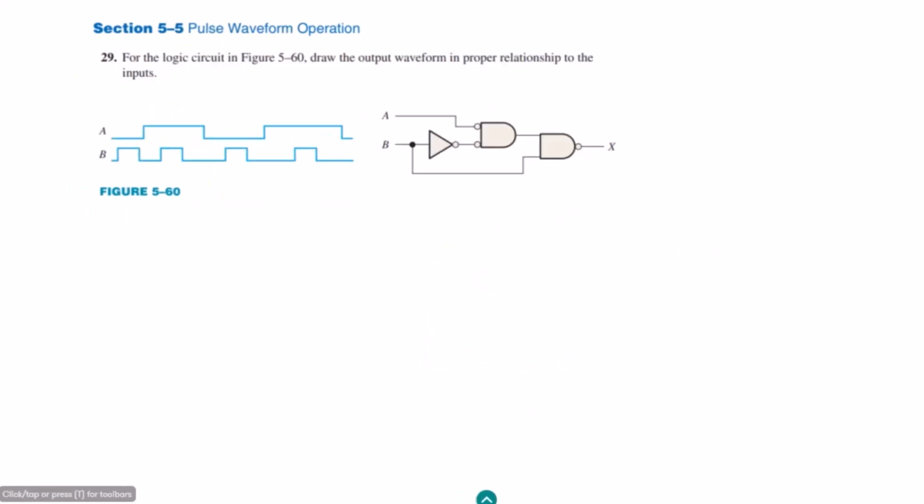Welcome back guys, I hope you are fine. So this is section 5.5, the pulse waveform operations in our digital logic circuits, and this is question 29 which we have to solve. For the logic circuit in figure 5.60, draw the output waveform in the proper relationship to the inputs. These are the input waveforms which we have here, and this is the logic circuit.